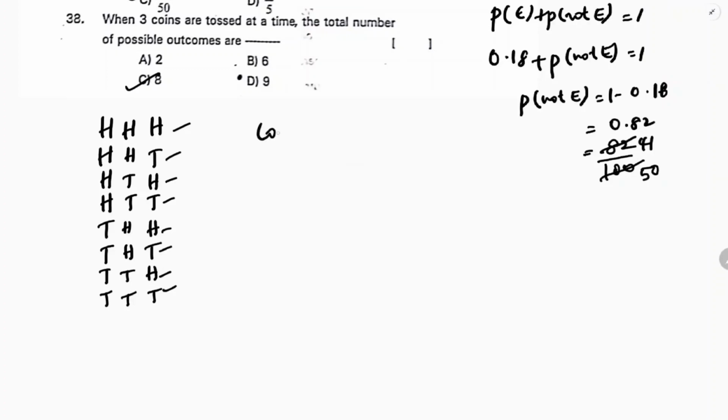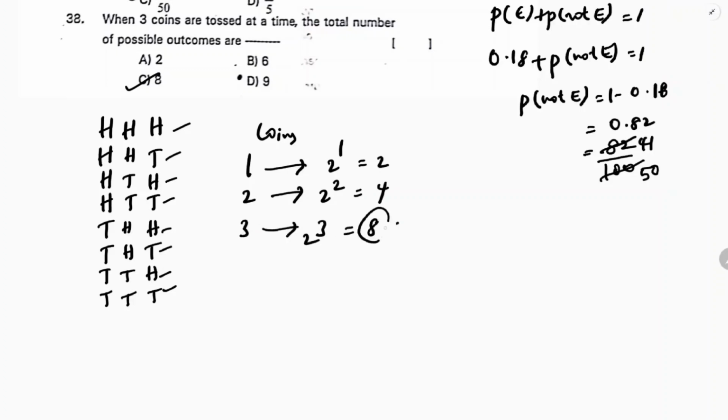See, for coins, if it is 1 coin, 2 power 1, which is 2 outcomes. 2 power 2, which is 4. For 3 coins, 2 power 3, which is nothing but 8. So the formula for number of outcomes for coins is 2 power n. N is the number of coins.